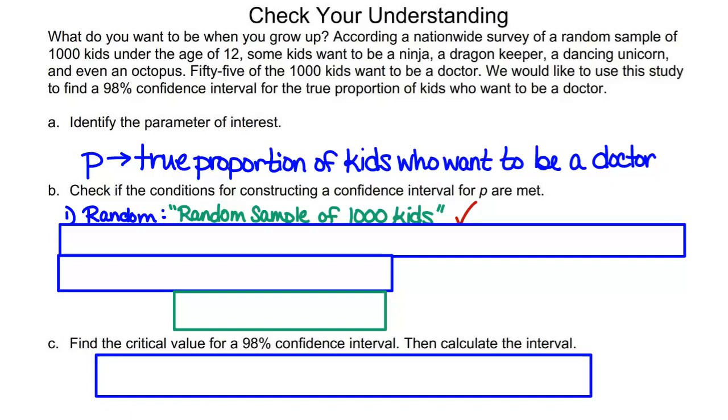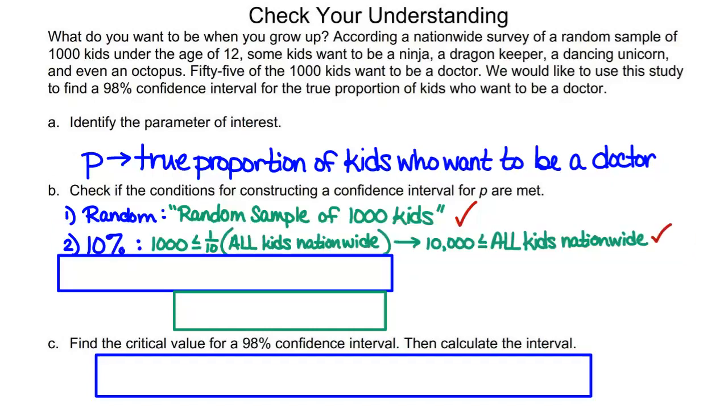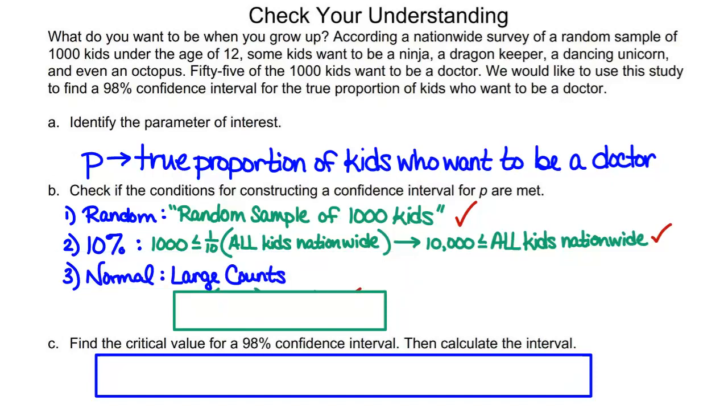10%. Do we meet our 10% condition? Yes, because there's at least 10,000 kids in this country. So 10%. All kids nationwide would be our big N. There's at least 10,000 kids. Do we meet our large counts? Yes.